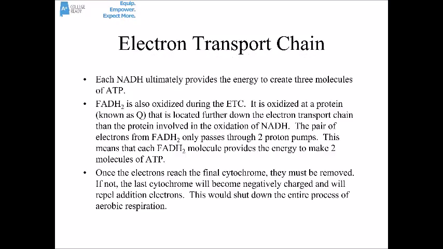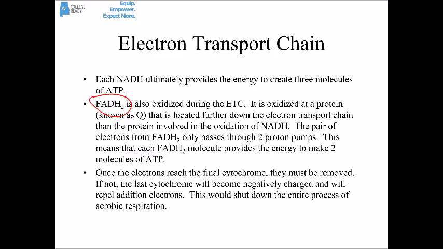So, a couple of other details. Each NADH ultimately provides the energy to create three molecules of ATP. Now during the electron transport chain, FADH2 is also oxidized, but it's oxidized at a different protein, a protein called Q, which is located a little bit further down the electron transport chain. So the electrons from FADH2 only pass through two protein pumps. Therefore, they cause two protons to get pumped, and ultimately they power the creation of two molecules of ATP for each molecule of FADH2.